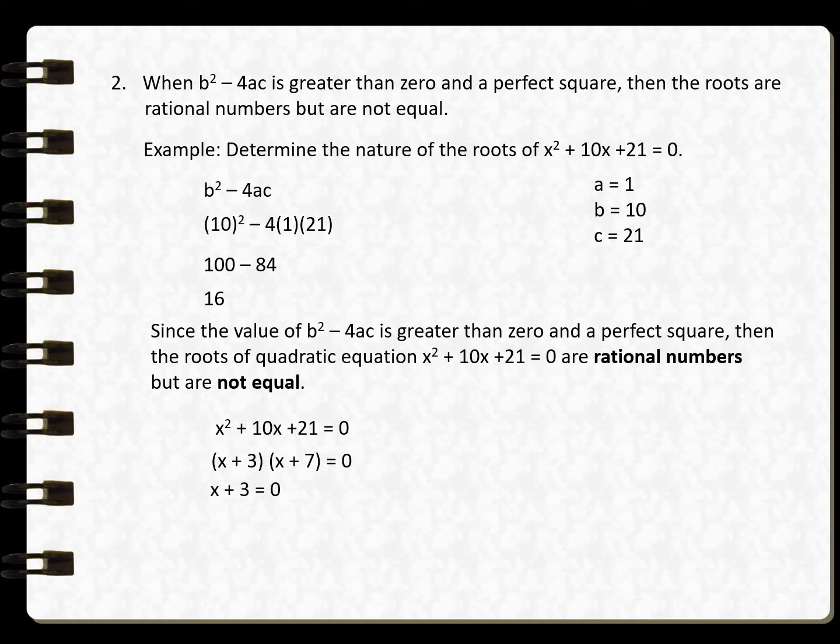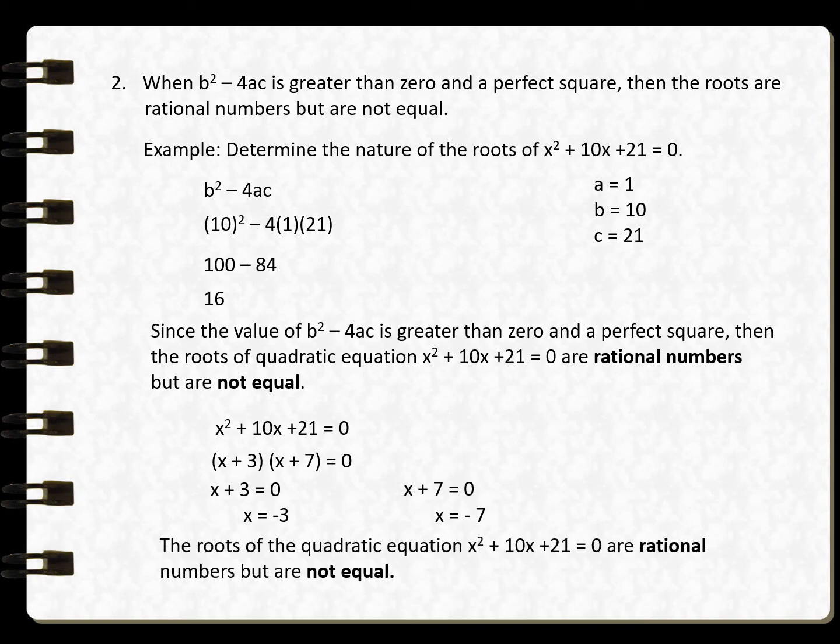Equate natin sila sa 0, x plus 3 equals to 0, and x is equals to negative 3. If x plus 7 naman, equate natin sa 0, that is x equals to negative 7. So, kanina, magkaparehas yung ating sagot. This time, hindi sila magkaparehas, negative 3 and negative 7. But they are rational numbers and not equal.